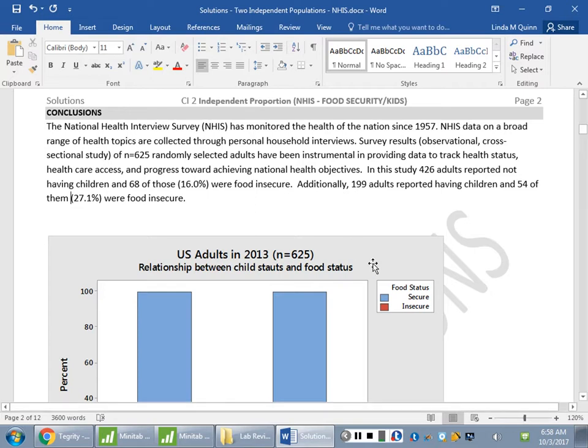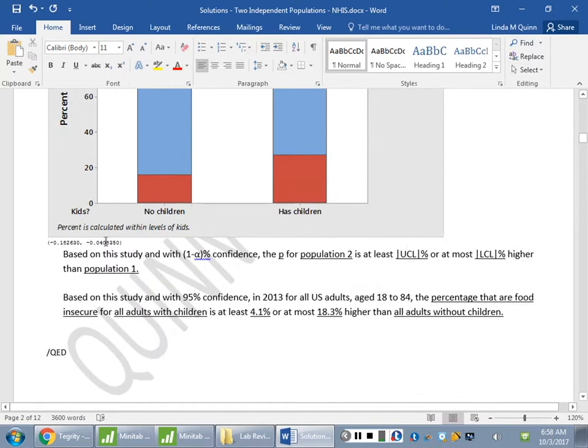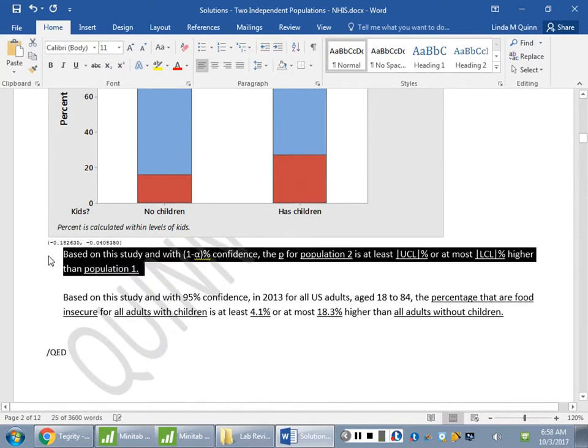So let's now take a look at the template and see if that lines up here. My confidence interval is negative, negative. So I yanked out this template sentence. This is what goes with negative, negative. And then I started filling things in. Based on this study and with 95% confidence, in 2013, for all U.S. adults aged 18 to 84, here's the P, the percentage that are food insecure. And now I'm going to compare for population 2. So that's for all adults with children.